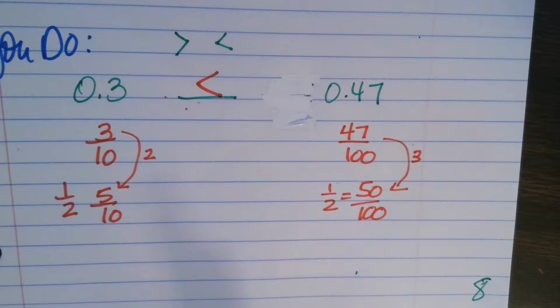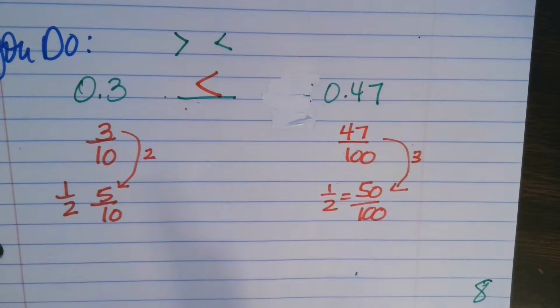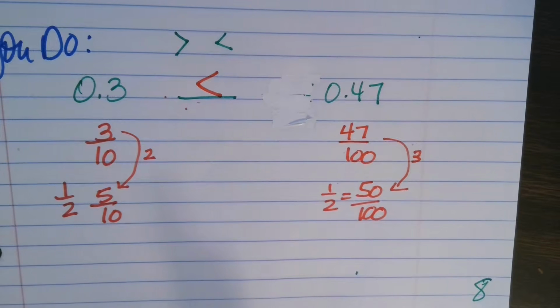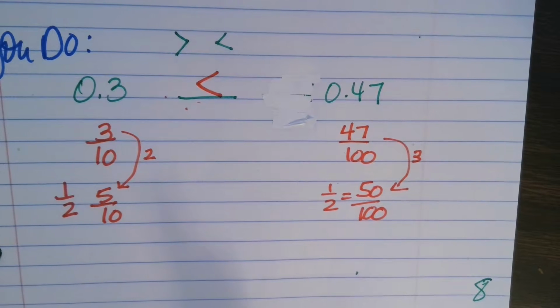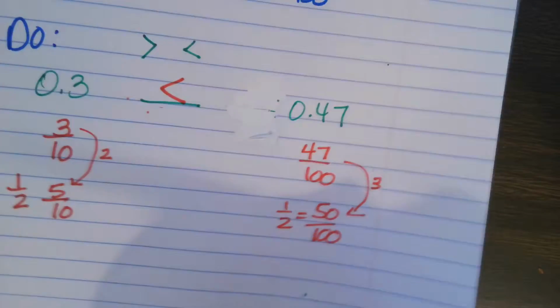Now, if we are comfortable with all of these ways, there are about 4 or 5 different ways that we've talked about for comparing 2 fractions. I would suggest remembering all of them, because you could use something different depending on what your decimals look like.